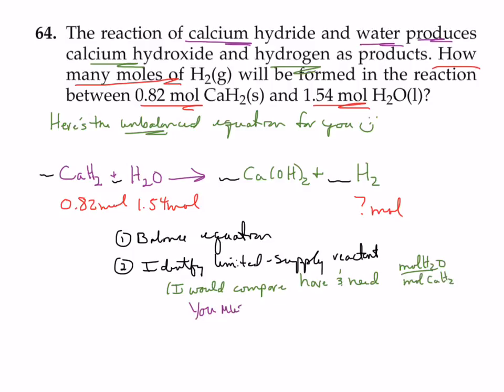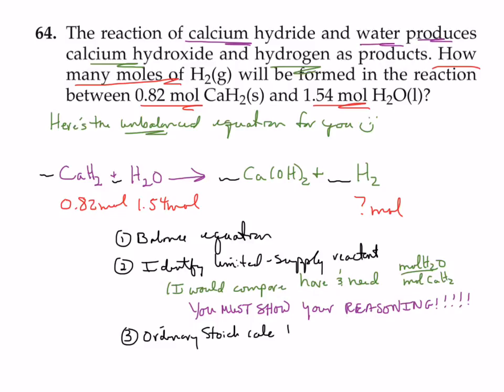And that's step 2, like a broken record. Show your rationale for identifying the one that's in limited supply. And then you're in an ordinary stoichiometric calculation. Whatever is your limited supply reactant, that's going to be your first term. Actually, it's just one simple ratio to go from that reactant to question mark moles of H2. The other reason I like doing this is I don't have to sweat what I'm after, because I already put a question mark moles there. So you're done with that one.